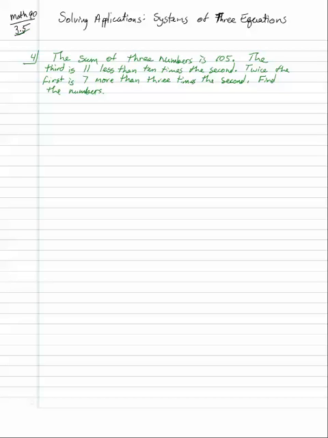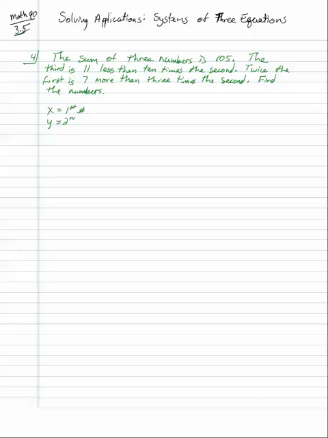Okay, so let's look at example 4, or exercise 4 in 3.5. The sum of three numbers is 105. The third is 11 less than 10 times the second. Twice the first is 7 more than 3 times the second. Find the numbers.